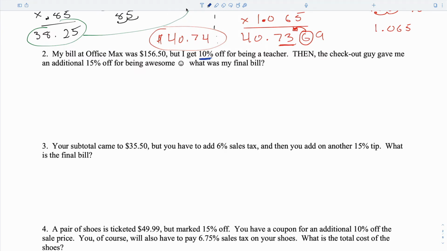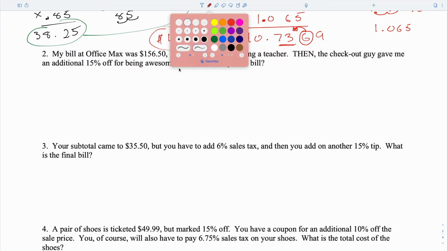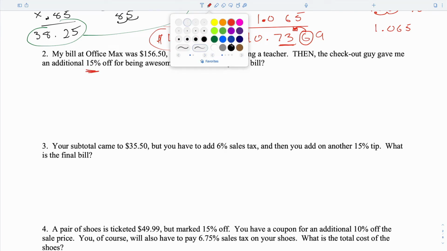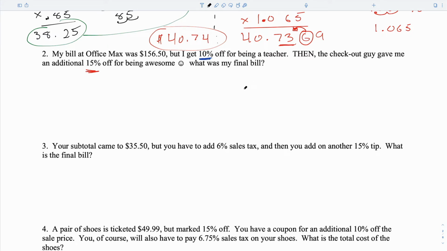There's my first percentage problem. There's my second percentage problem. Is this a markdown or a markup? Good. So I'm going to take 100 and subtract it by.